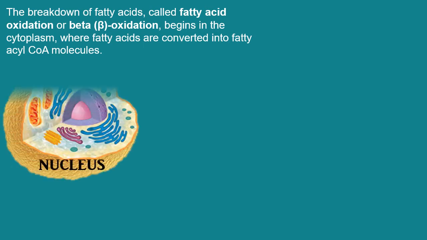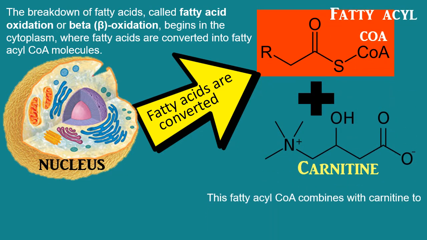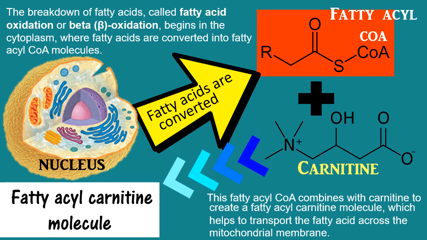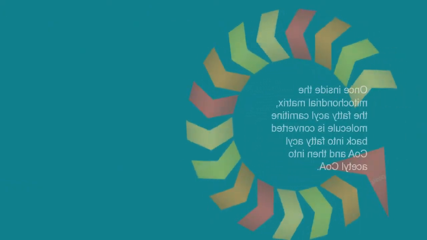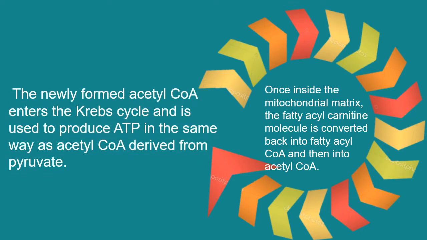The breakdown of fatty acids, called fatty acid oxidation or beta oxidation, begins in the cytoplasm, where fatty acids are converted into fatty acyl-CoA molecules. This fatty acyl-CoA combines with carnitine to create a fatty acyl-carnitine molecule, which helps to transport the fatty acid across the mitochondrial membrane. Once inside the mitochondrial matrix, the fatty acylcarnitine molecule is converted back into fatty acyl-CoA and then into acetyl-CoA. The newly formed acetyl-CoA enters the Krebs cycle and is used to produce ATP in the same way as acetyl-CoA derived from pyruvate.